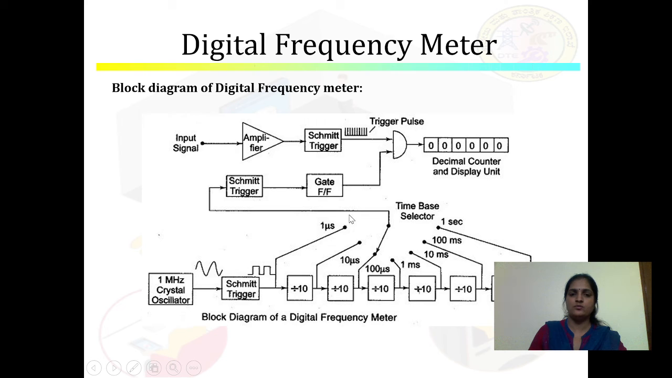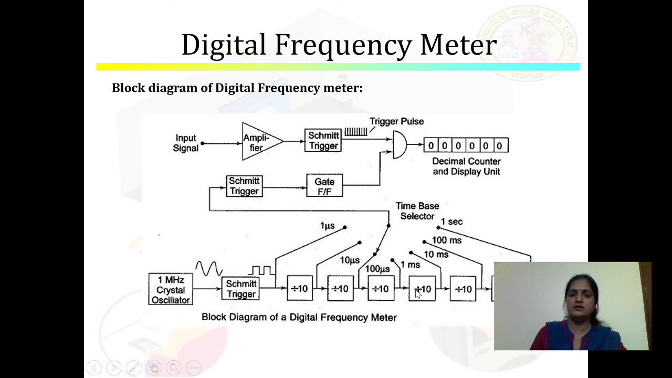Just now we discussed the gate flip-flop, and this gate flip-flop is driven through a Schmitt trigger. The Schmitt trigger is connected with a time base selector, where we have an option of selecting the time in order to operate this gate flip-flop. Here it is loaded with a crystal oscillator, which produces oscillations of 1 megahertz. Then we convert this to a train of pulses through a Schmitt trigger circuit.